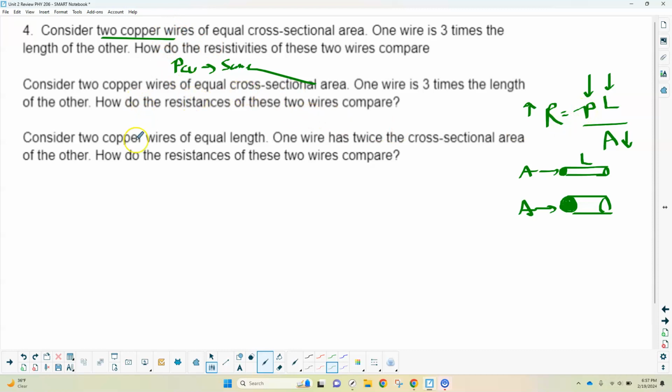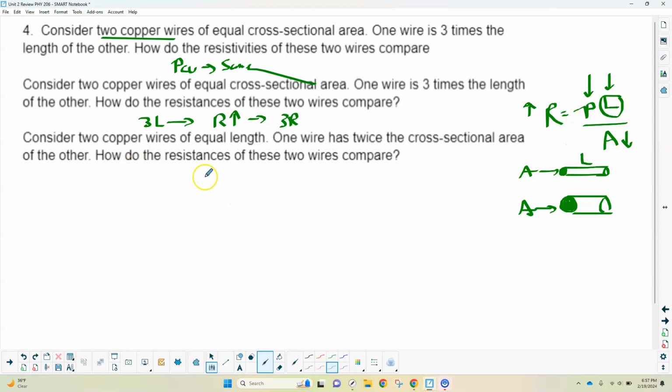Now we're going to change the length, and we have 2 copper wires of equal cross-sectional area. This time we're making L get bigger. So if L gets bigger, R gets bigger. It would actually get 3 times bigger, so it's 3L. You're multiplying this whole thing by 3. Everything else stays the same. Rho and A are the same.